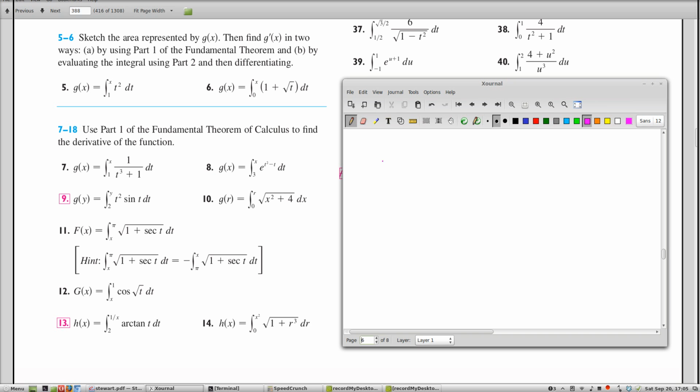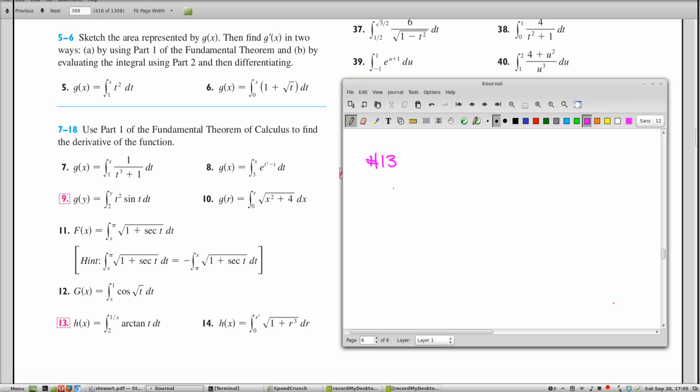Let's do some other things here, like where do they start to get hard? Number 11 is a little bit hard, but this explains what to do. So this is a fact that you can always reverse the order of integration if you add a negative sign. So they're just using that fact to put the x back on top. And so capital F prime is just the square root of 1 plus secant x, but then you've got to make it negative because you swapped the limits. Number 12 is exactly the same. Now for number 13 they start to get just a little bit hard.